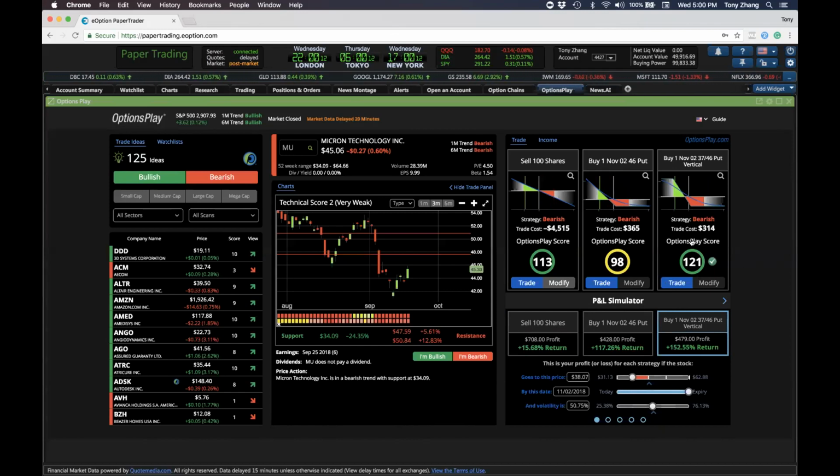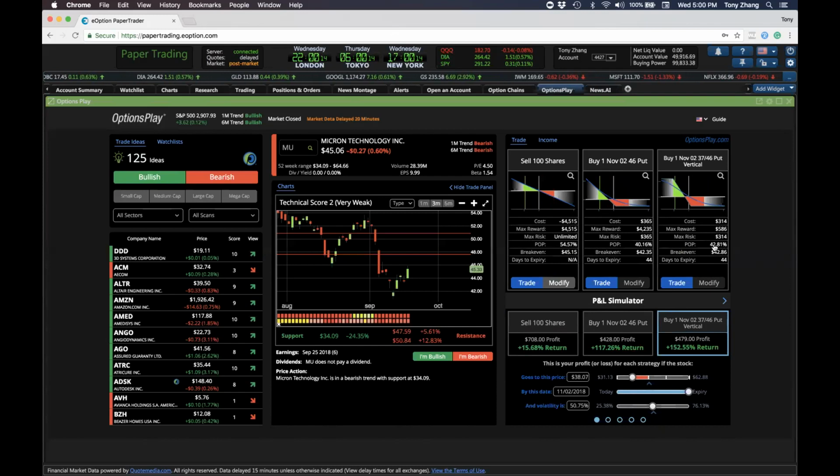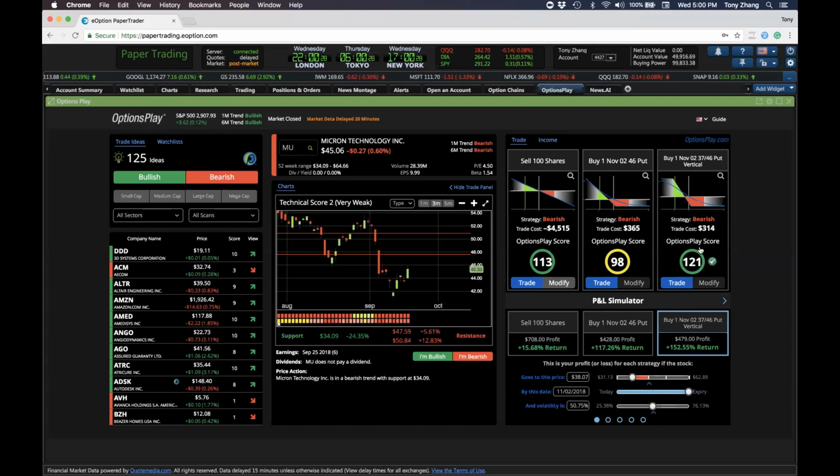So again, you have low probability of profit here, only 42%, but your max reward is $586 versus your risk is only $314. So one single winning trade will easily offset a couple of losing trades, and that's really why debit spreads, even though they have low probability of profits, should still be a strategy that you should look at if you're bullish or bearish and you're expecting a relatively quick move in one direction or another.